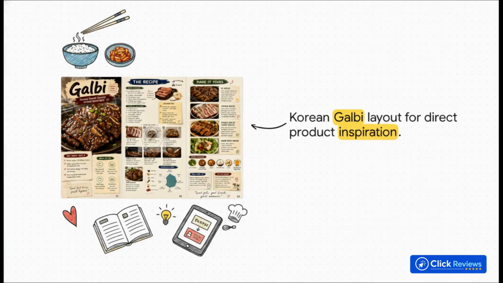And this brilliantly illustrates exactly what I mean. Take a look at this Korean gulbi spread. Just imagine you're an Etsy seller or a KDP publisher. Having this kind of output means you aren't guessing where the ingredients should go or how to present the cooking tips. You can use this structured 3-page layout as a direct foundation for a recipe journal or a meal planner product. You get the editorial direction instantly.